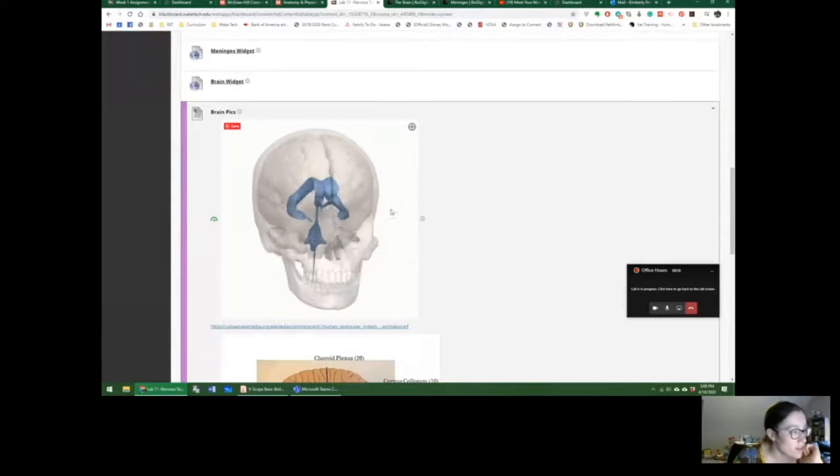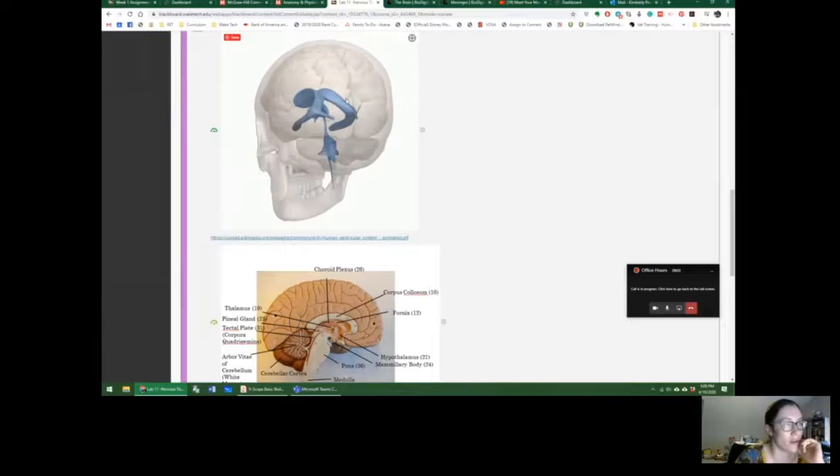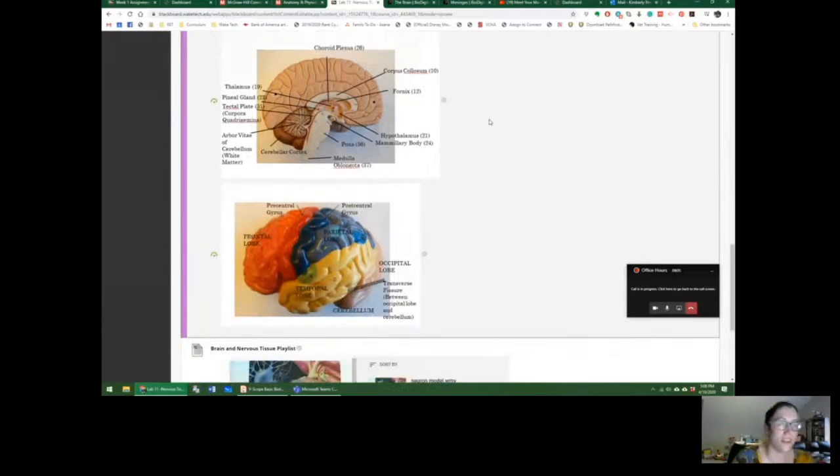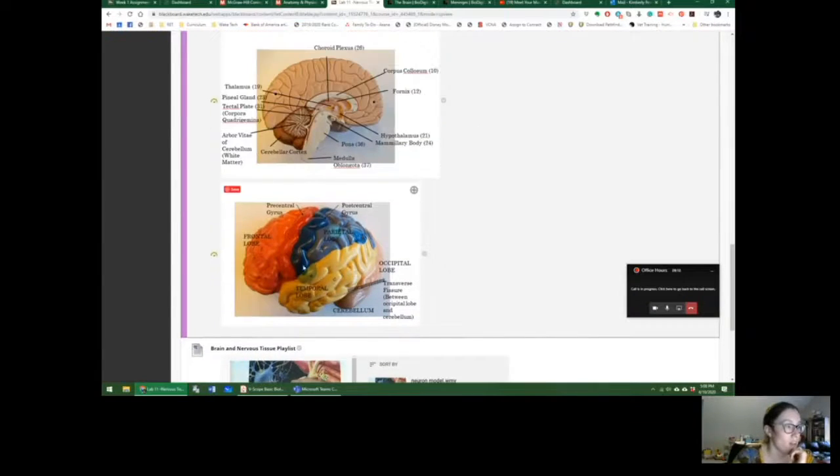This is just a GIF of the ventricles that you guys can look at. That's where the cerebrospinal fluid would be inside the brain. And then these are going to be really helpful, these pictures right here, labeling your brain models. So you can see these are the brain models we would have looked at in class. And I've got lots of videos of brains that you guys can look at down here, as well as some of the different lobes here.